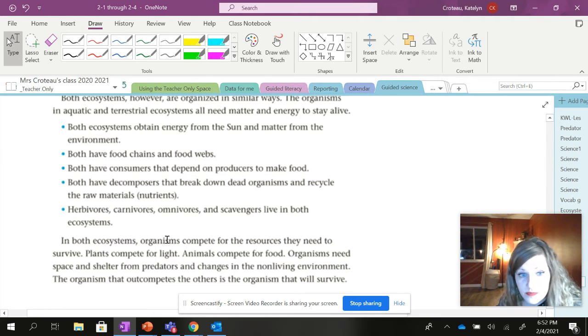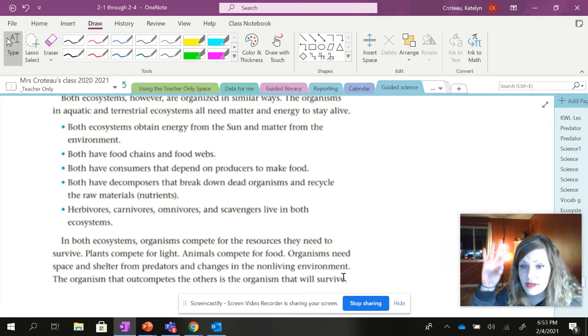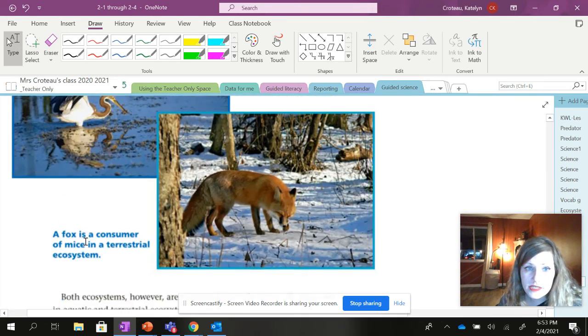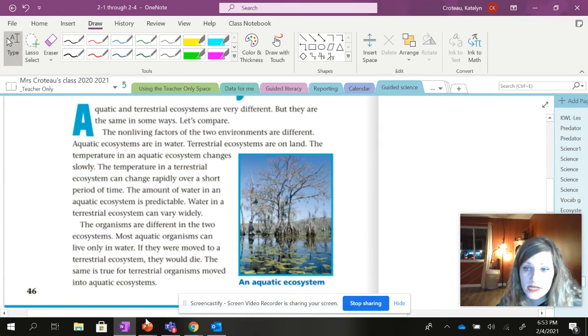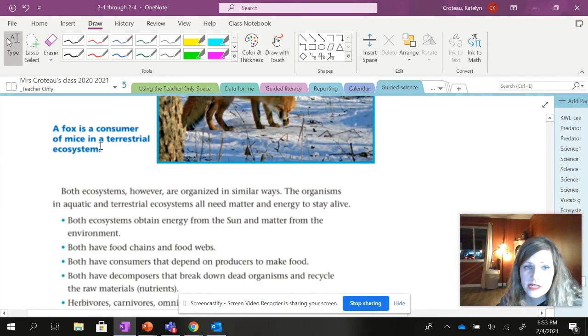In both ecosystems, organisms compete for the resources they need to survive. Plants compete for light, animals compete for food, organisms need space and shelter from predators and changes in the non-living environment. The organism that outcompetes the others is the organism that will survive. So, I heard that primarily the differences were listed up at the top here on this first page, 46. And I heard mostly similarities down here.